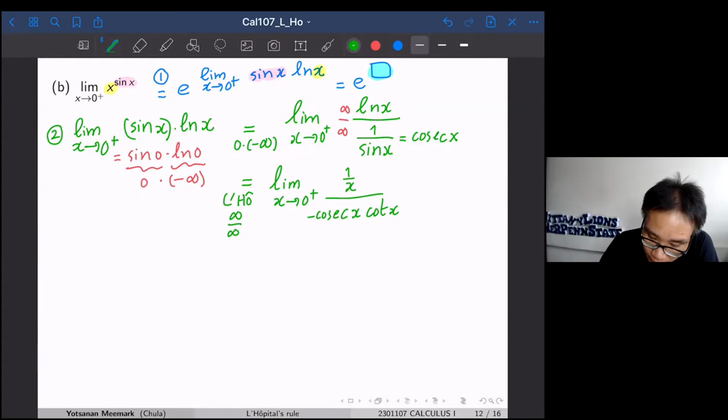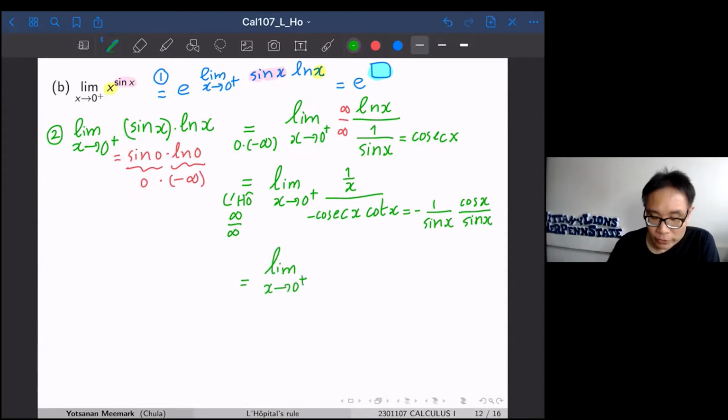And we see that cosec x cot x turns out to be 1 over sin x times cot x, and cot x turns out to be cos x over sin x. And you see that this is the limit as x goes to 0 from the right. You can combine this and this together. How? You'll be able to flip this term up. So you're going to flip this one up.